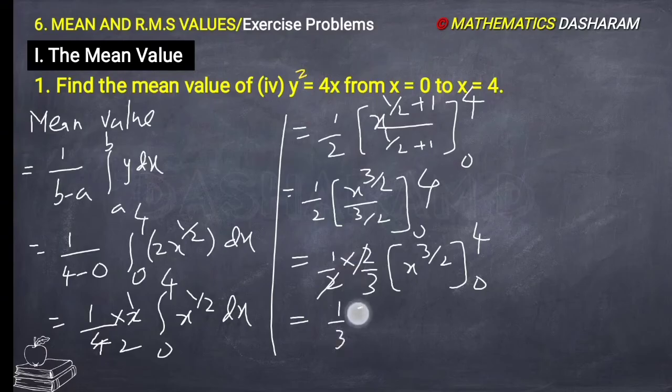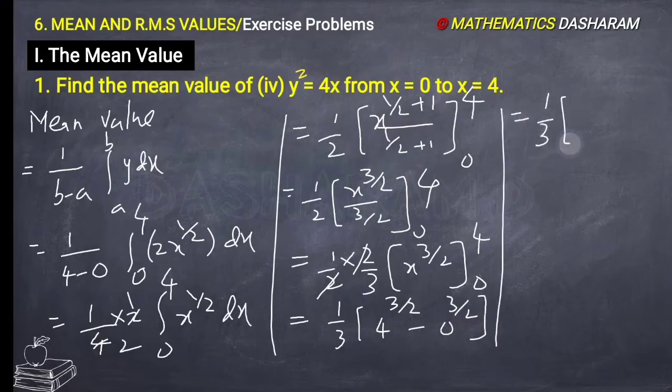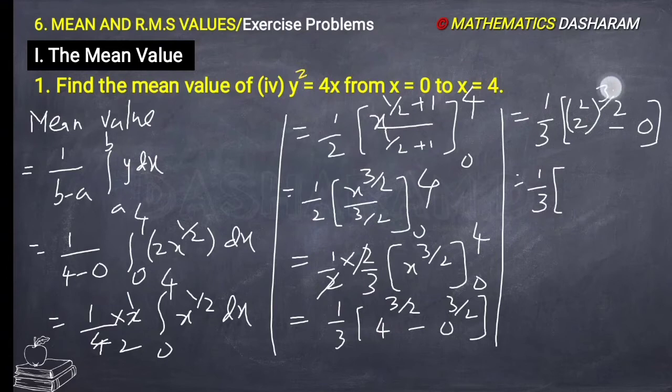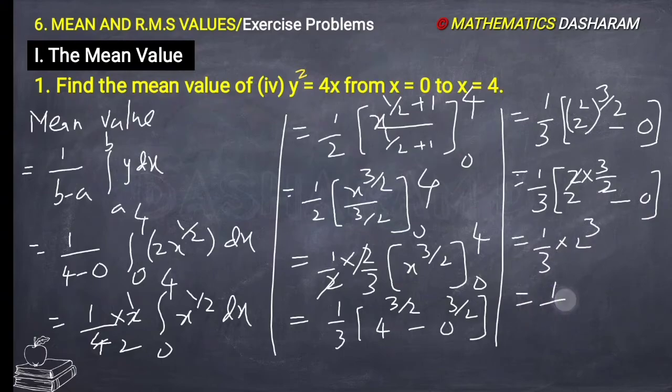Here 2 2 cancel, 1 by 3, so 4 to the power of 3 by 2 minus 0 to the power of 3 by 2. So it is equal to 1 by 3, and 4 can be written as 2 square whole to the power of 3 by 2 minus 0 to the power of 3 by 2, which is 0. Here a to the power of m whole to the power of n equals a to the power of m into n. So 2 into 3 by 2 minus 0. Here 2 2 cancel, 1 by 3 into 2 cube. So 2 cube, the answer is how much? 8. So the final answer is 8 by 3, which is our required answer.